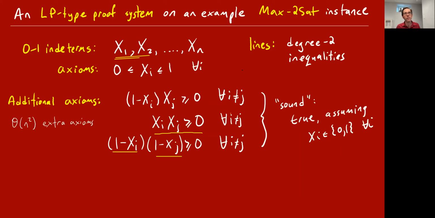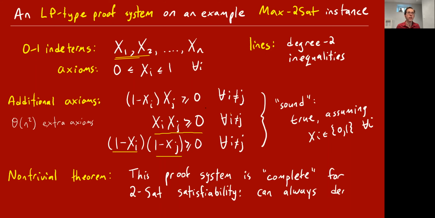And if you have n variables, this is on the order of n squared extra axioms. n squared is a polynomial, so maybe it feels fine to add these in. And now we're going to keep the same deduction rule that you can take non-negative linear combinations of axioms, but now you potentially have more power because you can take all these axioms and combine them in some cool ways, hopefully, by taking nonlinear combinations.